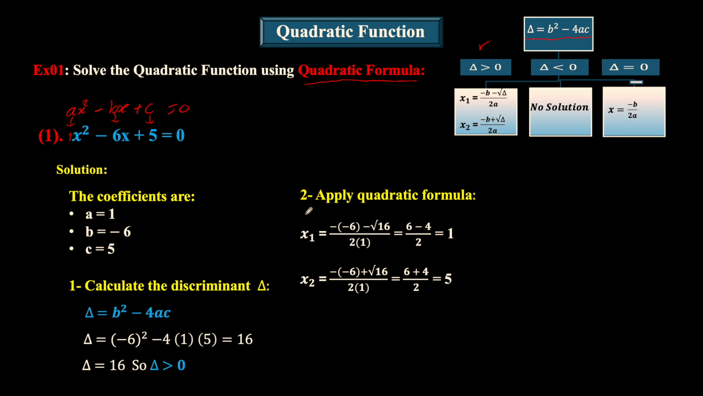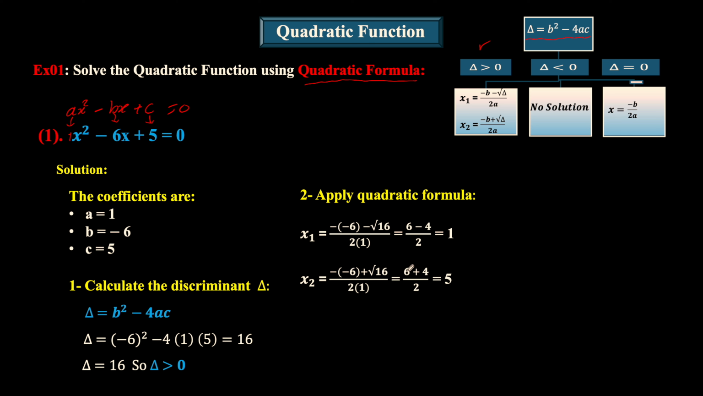Continuing with x2 is equal to minus b, so we take the minus, we don't touch it. This is from the formula. Then b, again, it is minus 6, so we take minus 6 plus the square root of delta over 2 multiplied by a, 2 multiplied by 1 here, okay?